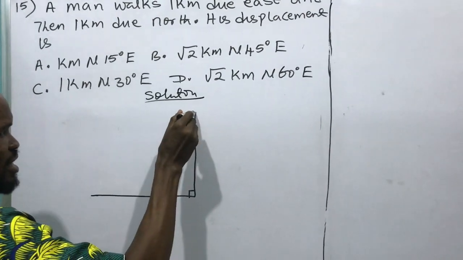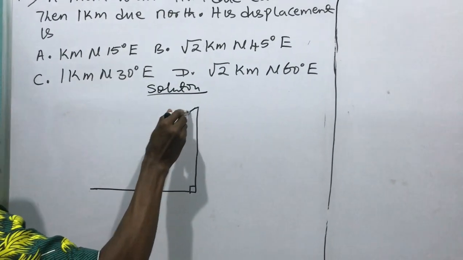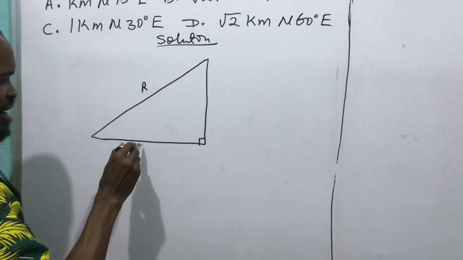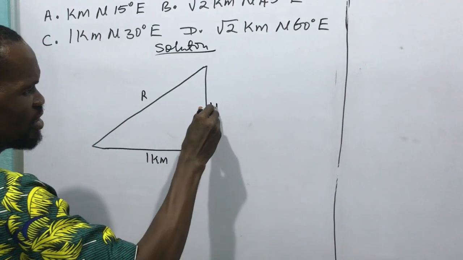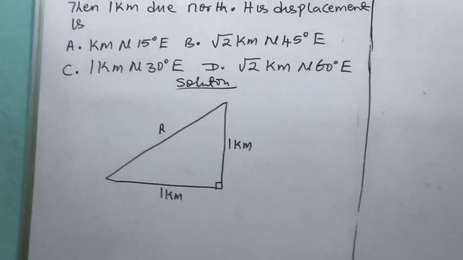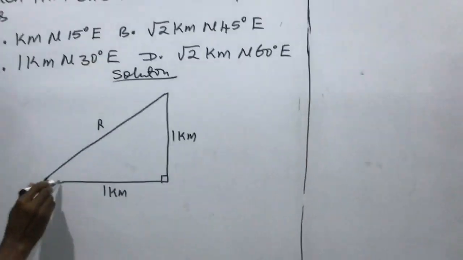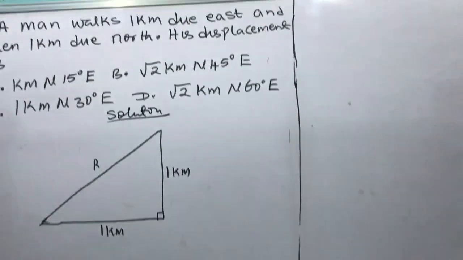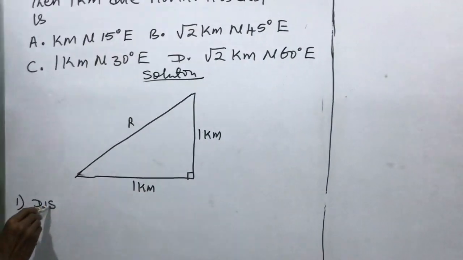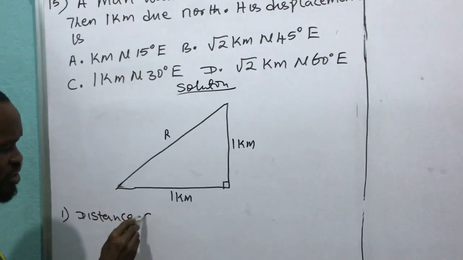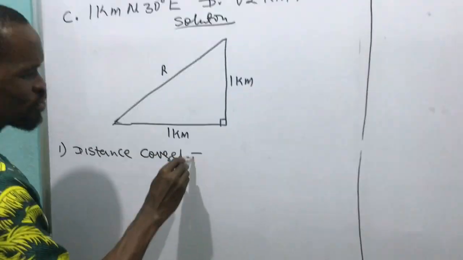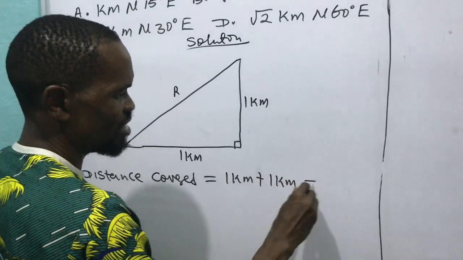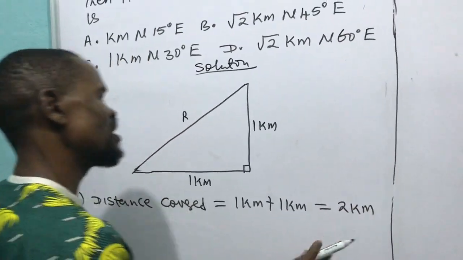Do you get what I'm saying now? And this becomes the direction of the resultant force, and this is R. The man walked 1 kilometer due east, then 1 kilometer due north. Then what they asked us is the displacement. I started by saying, number one, let us see the distance. The distance covered by the man is 1 kilometer plus 1 kilometer, which gives me 2 kilometers.